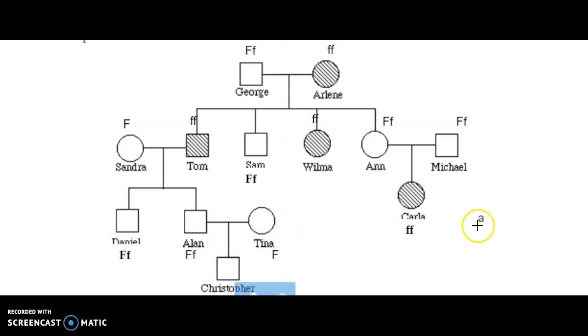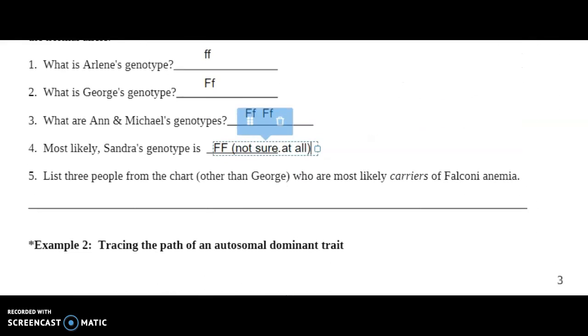We could also list Arlene if we wanted to, and Daniel. We'll just go with Sam, Ann, and Michael right now. You put the others if you want to list the others.